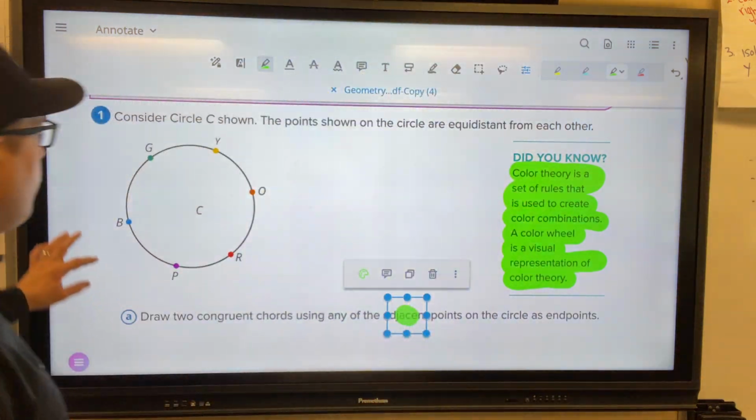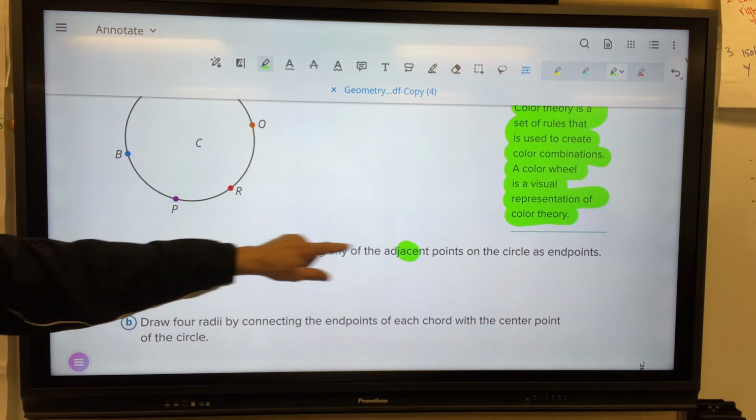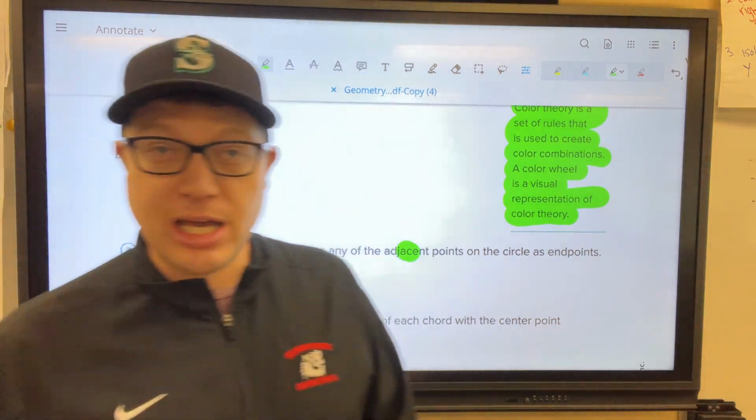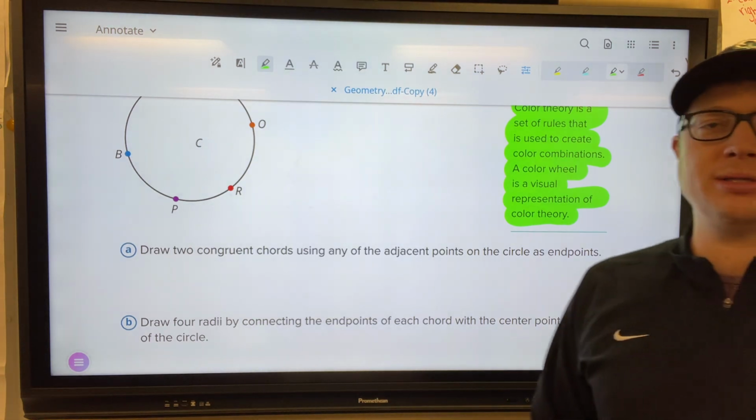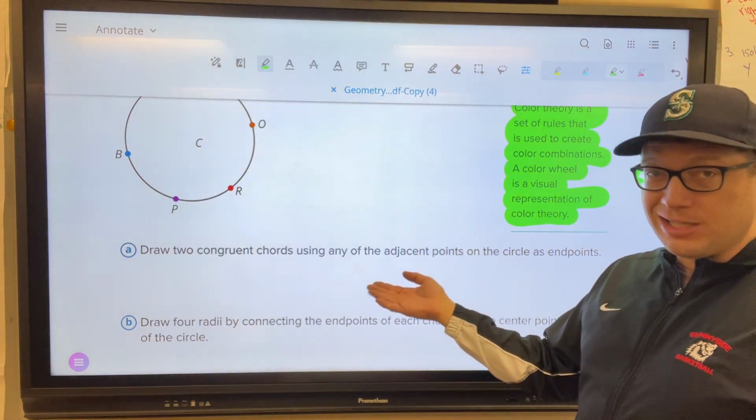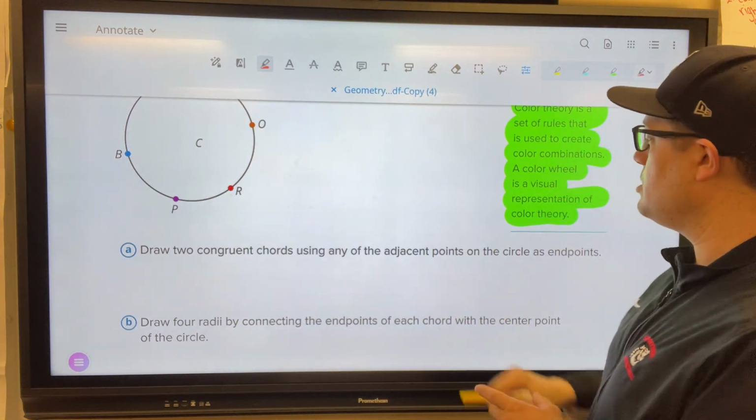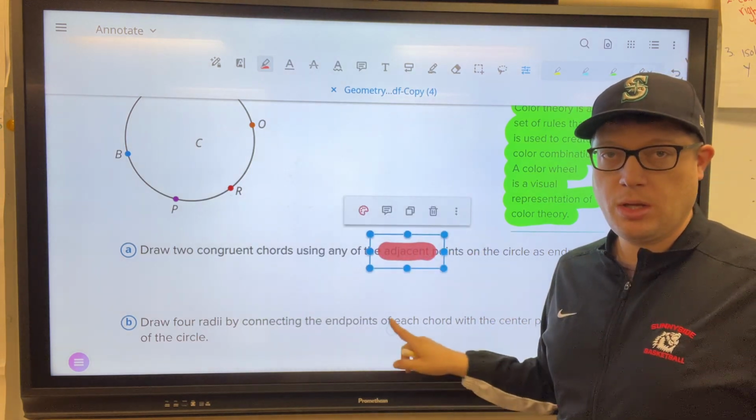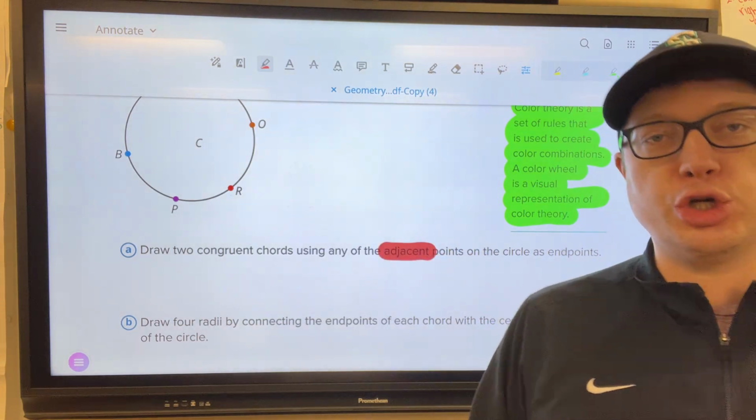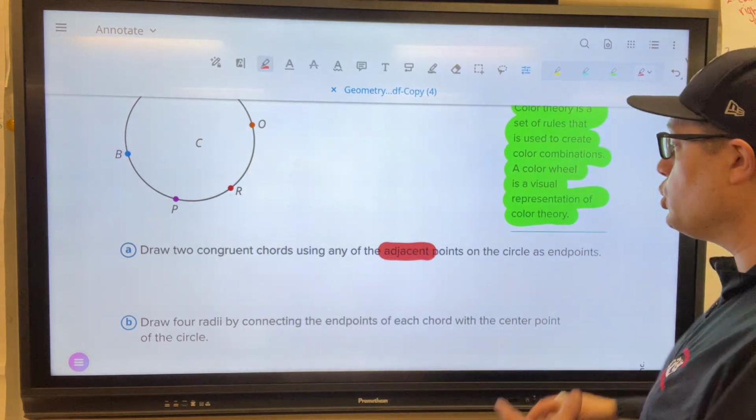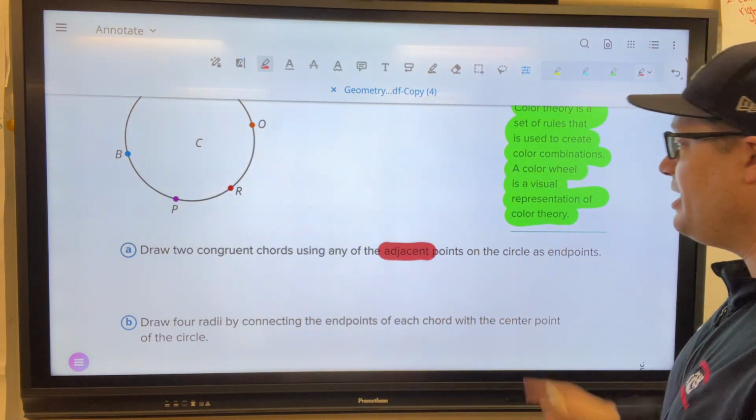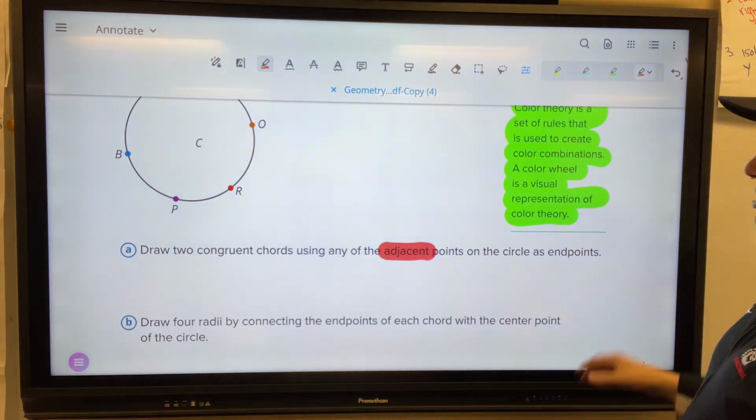Boom, got them. Now, we're going to draw two congruent chords using any of the adjacent positions on the circle as endpoints. The word adjacent means next to. So when we're drawing our two congruent chords, we're looking for chords that use adjacent points as endpoints.